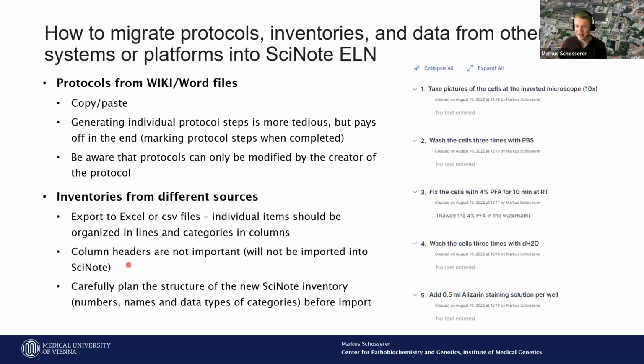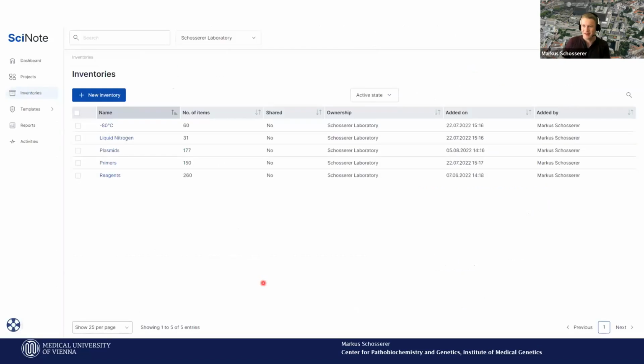Another hint, which I found very important, is to carefully plan the structure of a new SciNote inventory, especially how many different categories you want to have, how you name the categories, and especially the data types before you do the import, because some things are difficult to change afterwards, especially the data type in the category. What I mean by that, I will show you in a second when I go through how we set up the inventories in our lab.